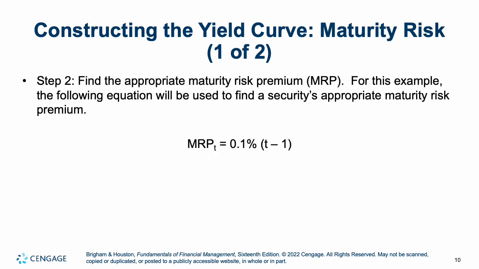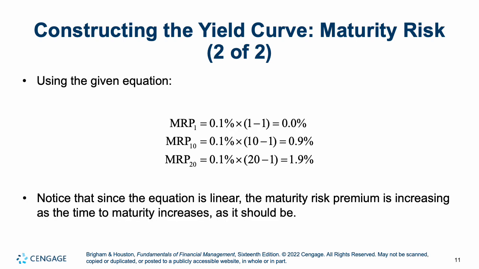So when we're constructing the yield curve, up next is what is known as maturity risk. So we want to find the appropriate maturity risk premium. In this case, we're going to use the following equation. 0.1% times t minus 1. So as time goes up, the maturity risk premium is going to go up as well. In this case, 1 year would be 0, 10 years 0.9%, 20 years 1.9%.